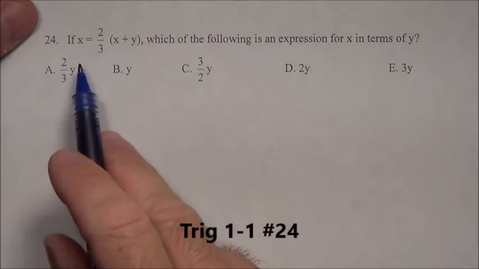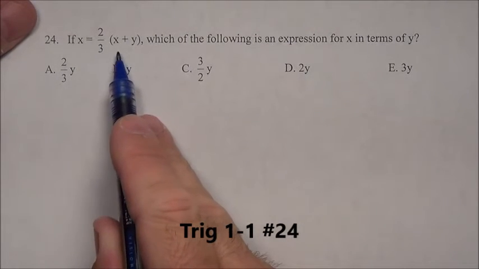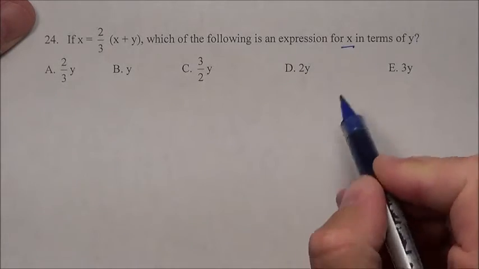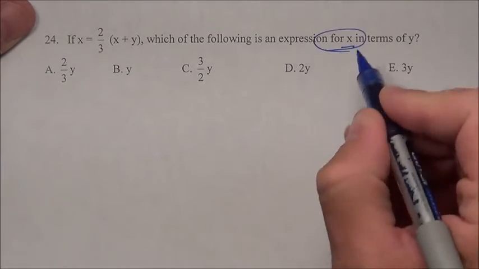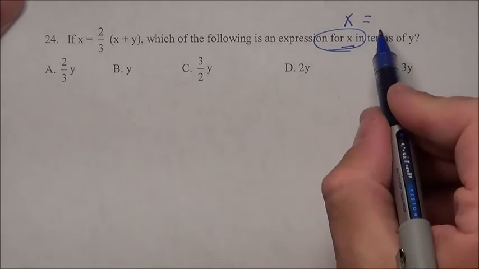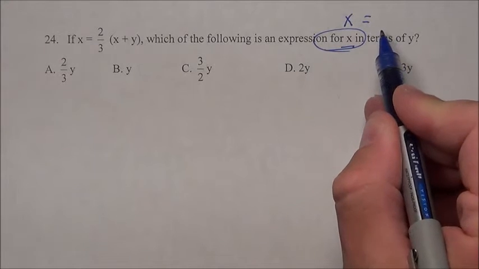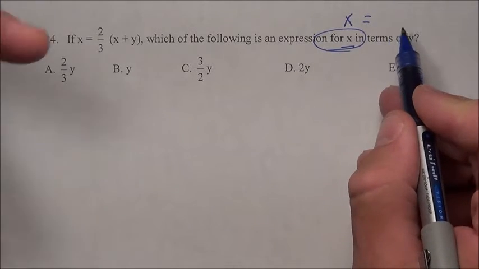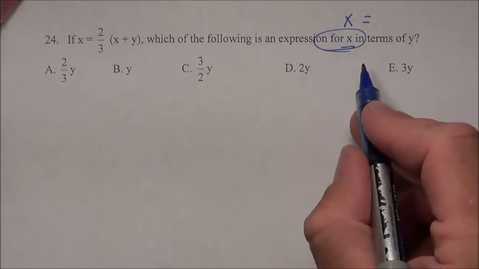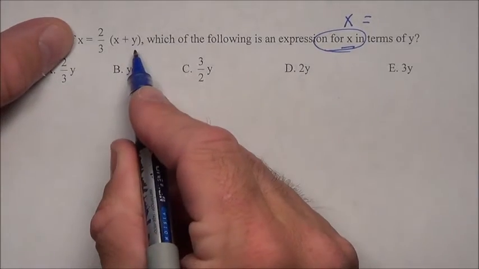24 is an SAT question. It says if x is equal to 2/3 times x plus y, which of the following is an expression for x in terms of y? For x, that means get x by itself. X equals what? And in terms of y, it just means you're not going to get x equals 4. You're going to get something like x equals 4y or 3y or 7y or something of that nature. So we're just trying to solve this equation right here for x.